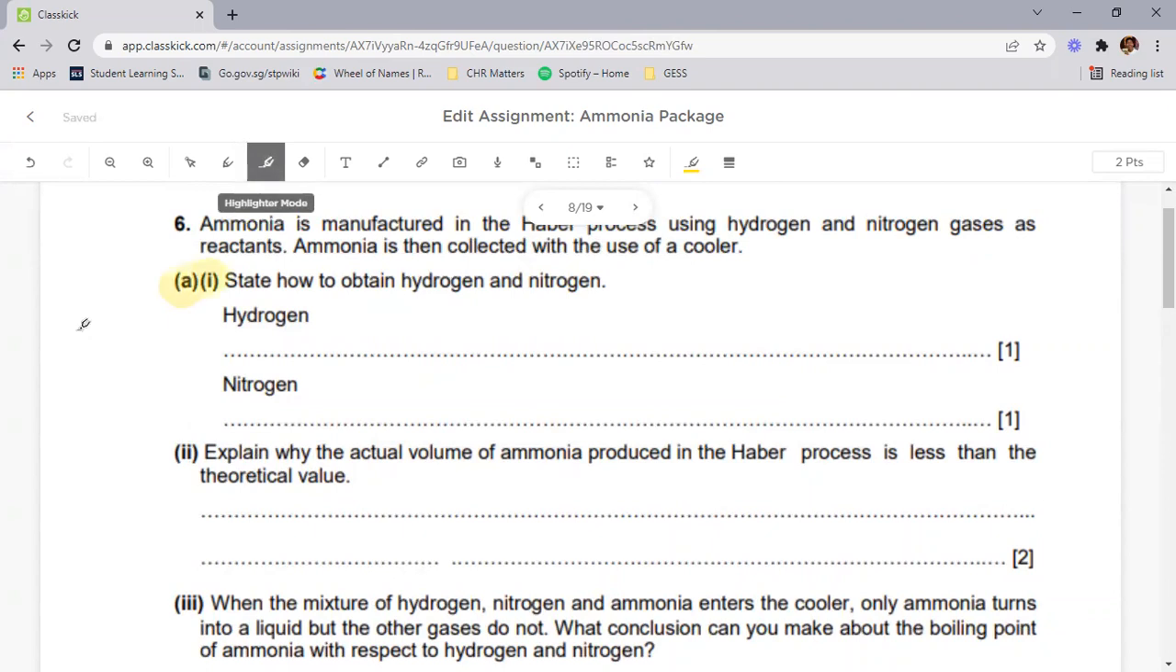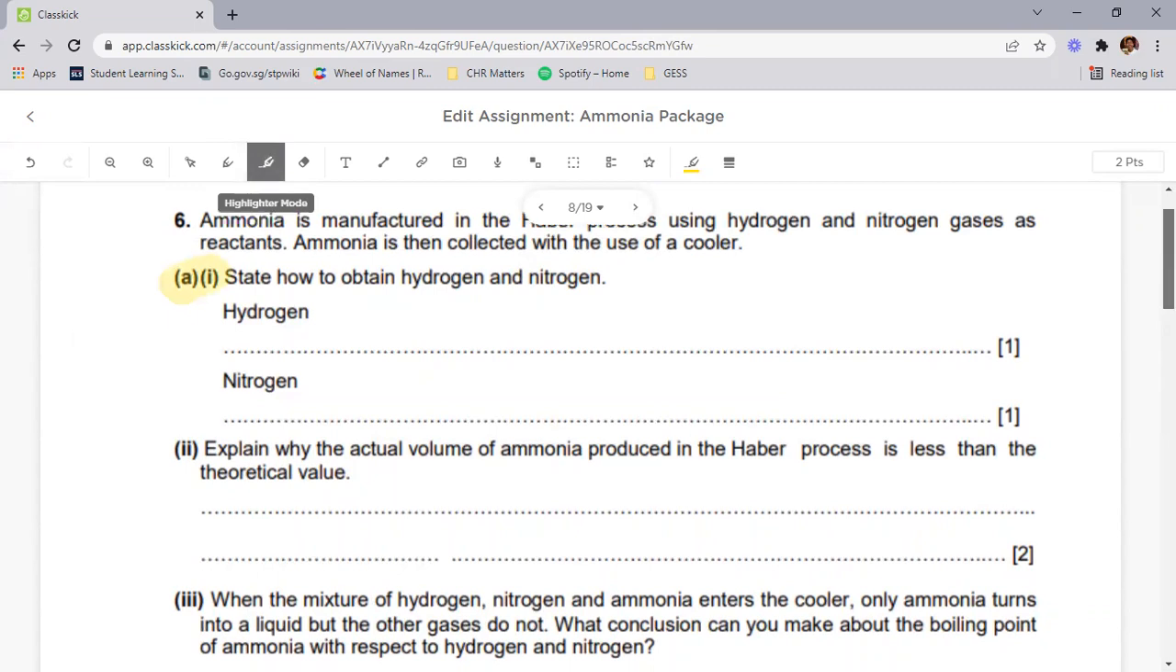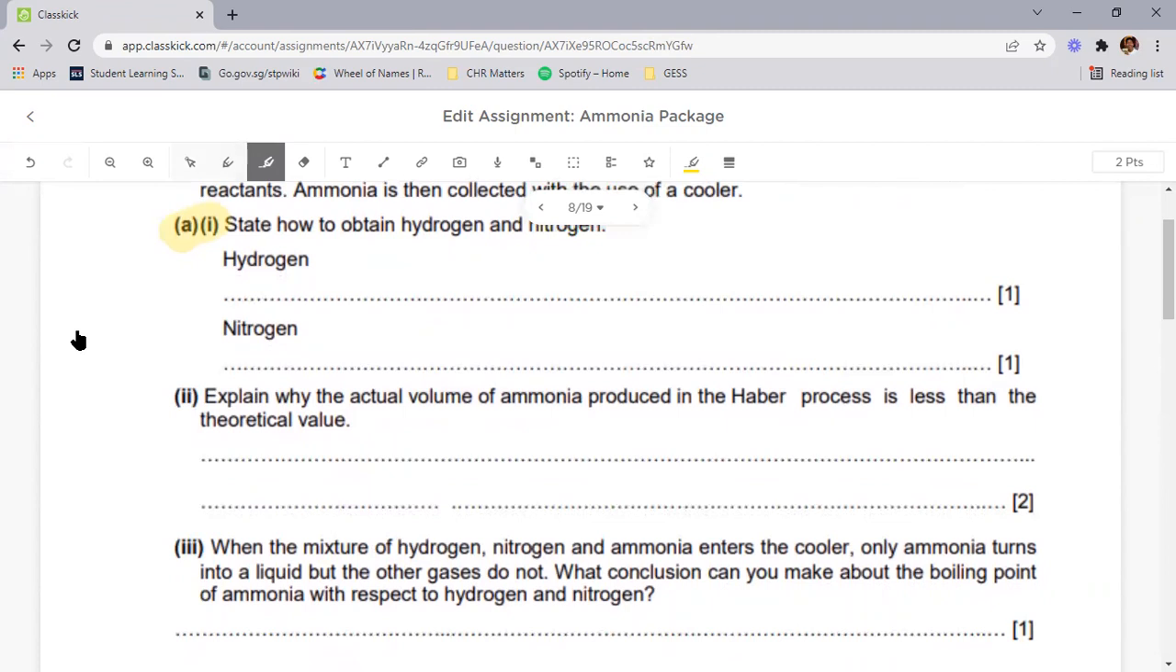So this one is considered simple. How are they obtained? This is based on memory work. I already said just now. Now, this one over here is the interesting one. They say the actual volume of ammonia produced is less than the theoretical value. What is theoretical value? That means if I see N2 react with 3H2, I should get 2NH3 based on my mole calculation.